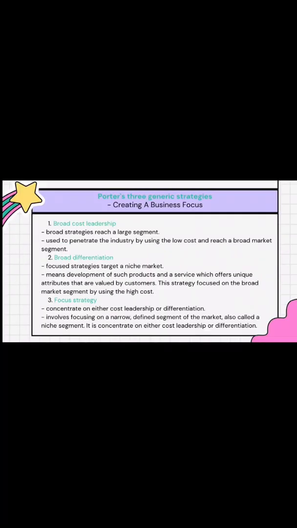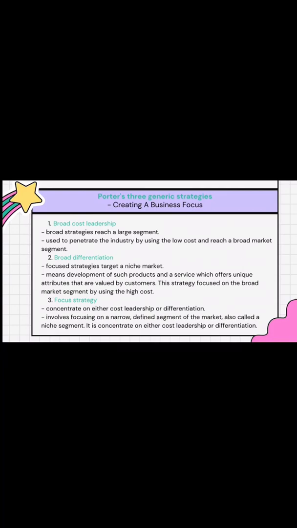Lastly, rivalry among existing competitors. It is high when competition is fierce in a market and low when competition is more complacent. Porter's 3 generic strategies. It is creating a business focus. First, broad cost leadership. Broad strategies reach a large segment. It is used to penetrate the industry by using low cost and reach a broad market segment.